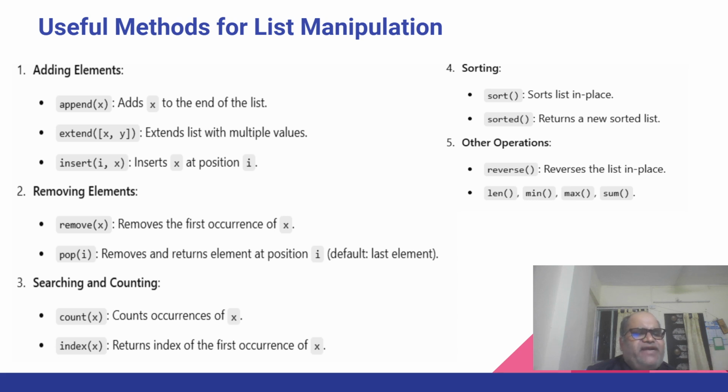Extending to multiple values. So you can provide another sublist or list. That's why we are having a square bracket. We are looking at the left part of the screen under the adding element section. You can also insert x at position i, right? So i is again counted from 0 till length of list minus 1, and at the ith element you can place x.